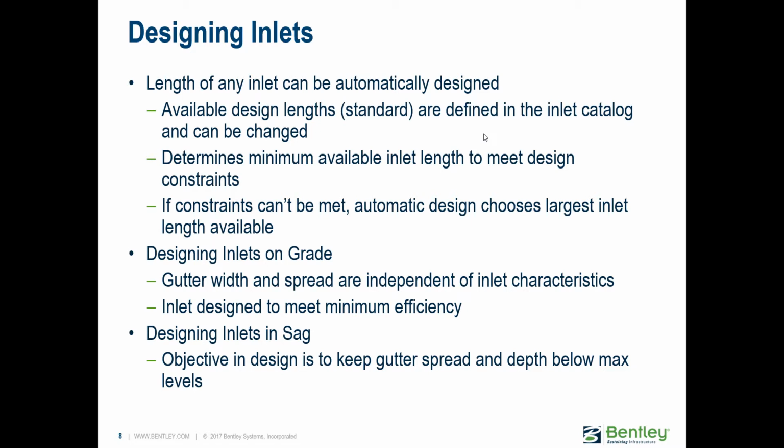So basically, it determines the minimum available inlet length to meet the constraints, right? So if it doesn't need to make the inlet huge, it'll just make it as small as it can be to meet your criteria. And if for any reason the constraints can't be met, then it's going to choose the largest inlet that it can, and it will just give you a warning saying, I used the biggest that I have, but still can't meet your spread or depth constraints.